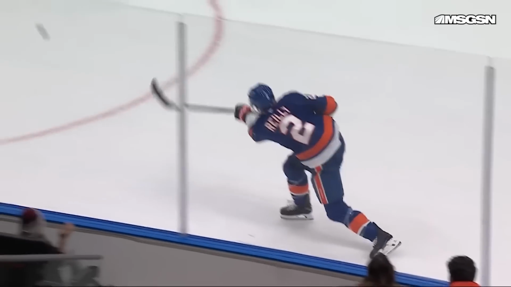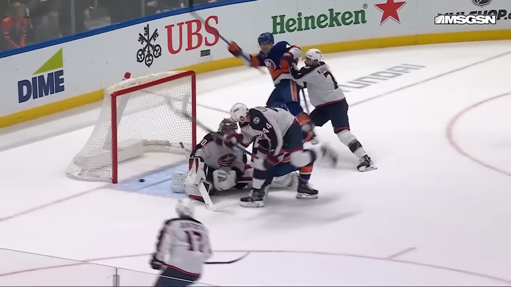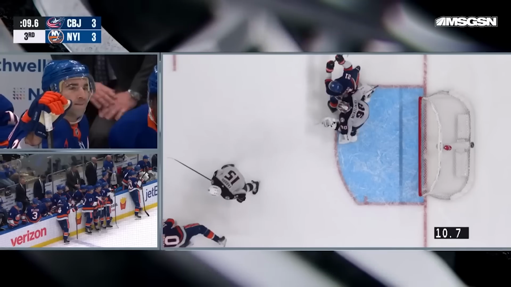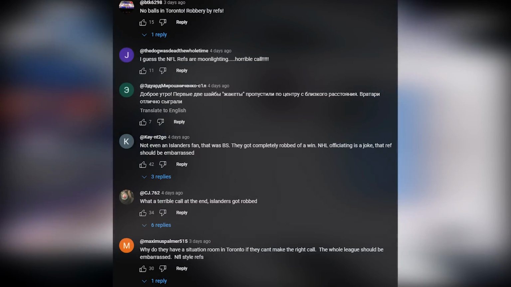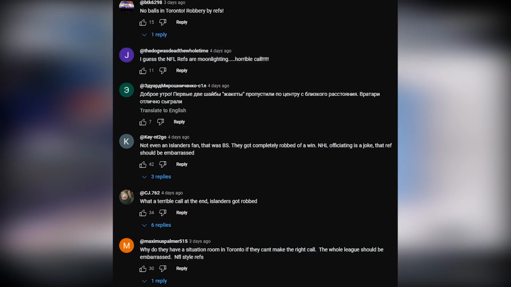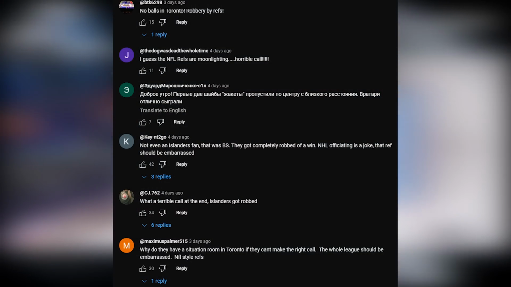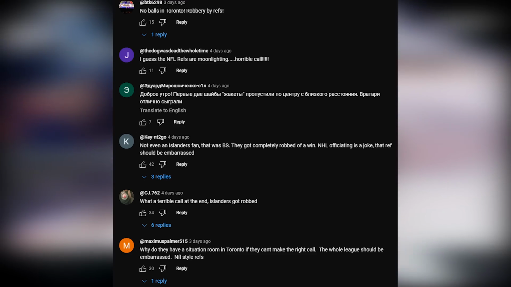All right, I'm a few days late with this, but you guys know me. I can never miss the opportunity to discuss a goalie interference call. This is a rule which I think definitely needs a rework, and this example in the Islanders-Columbus game shows us exactly why. So, watch this goal.